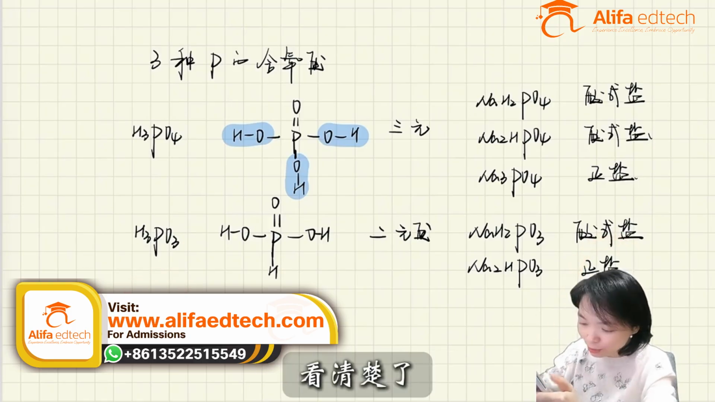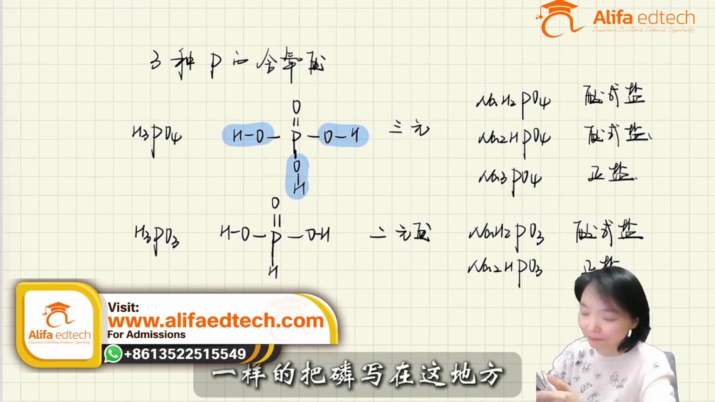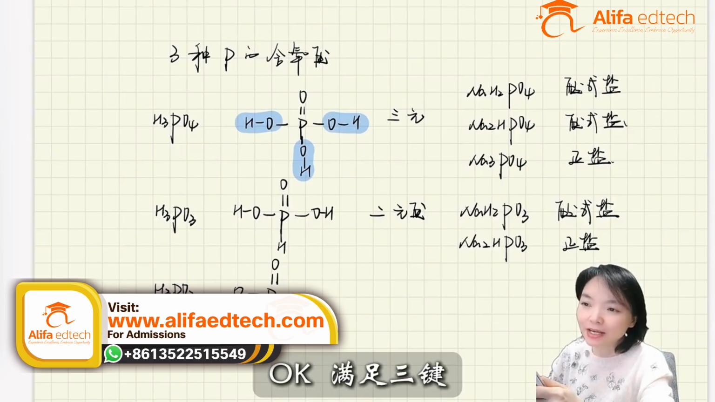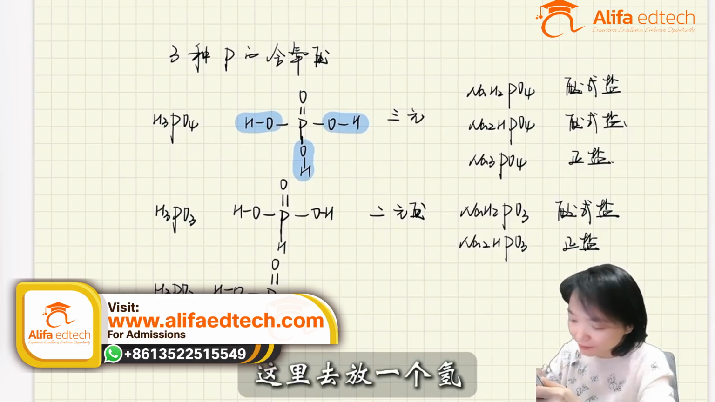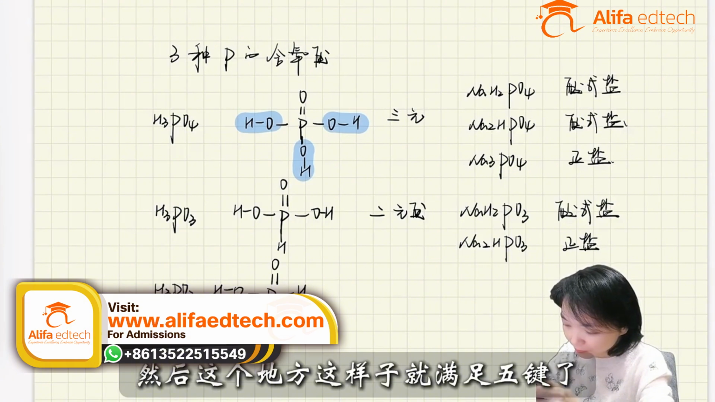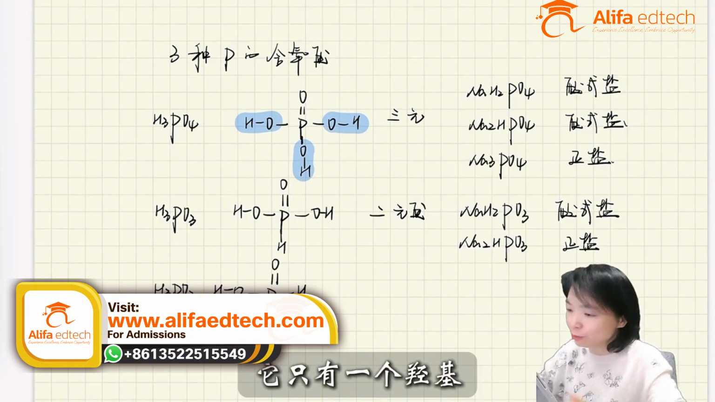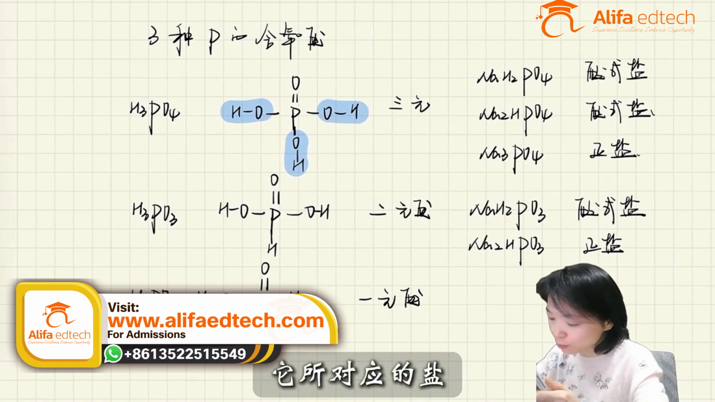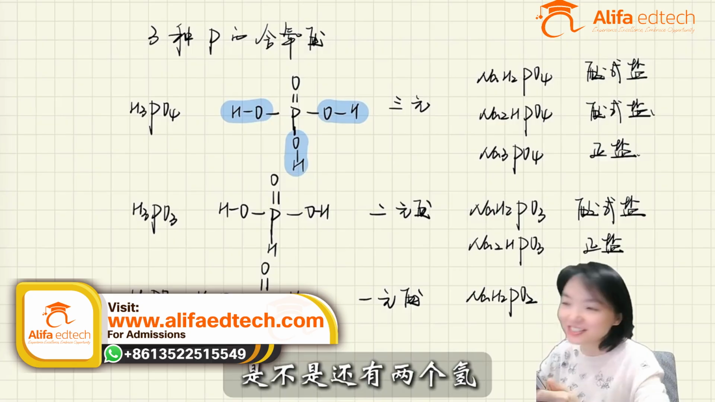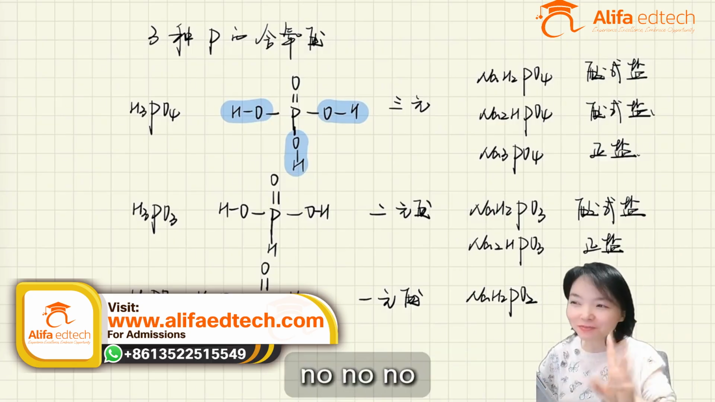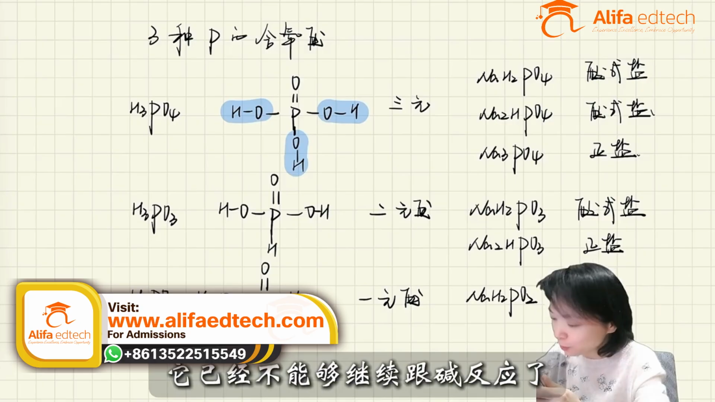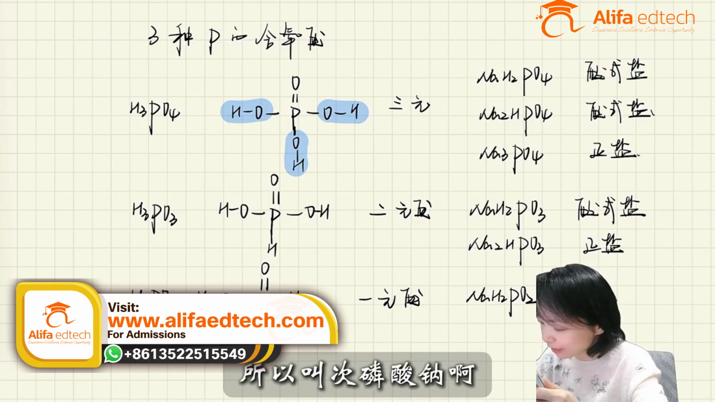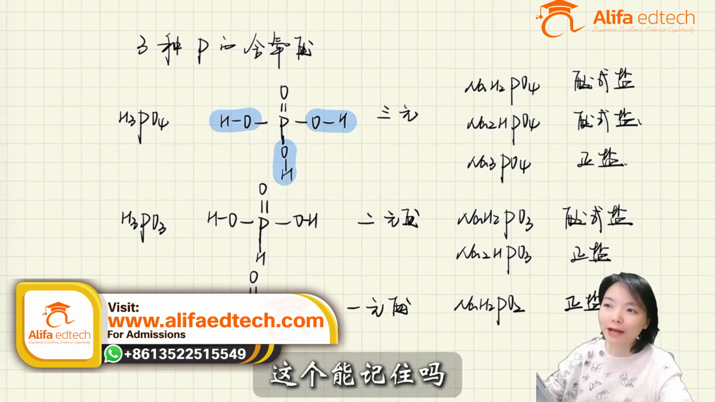Put phosphorus here, it only has 2 oxygens if written as acid. Okay, satisfies 3 bonds and has 3 hydrogens. Put 1 hydrogen here, and then put here, this satisfies 5 bonds. There's only 1 ionized hydrogen, so it's a monoacid. And then after that, its corresponding salt has 2 hydrogens left. Two hydrogens make the salt. No, it can't continue to react with bases anymore, so it's our normal salt called disodium phosphate. Can you remember that? Students, can you remember this?